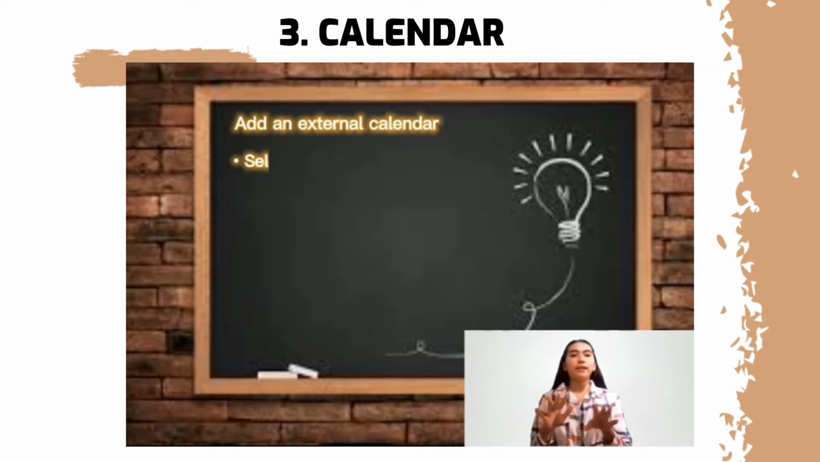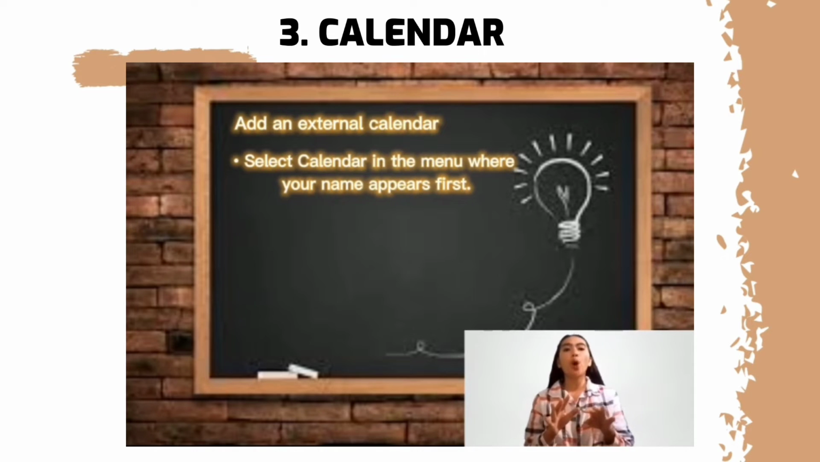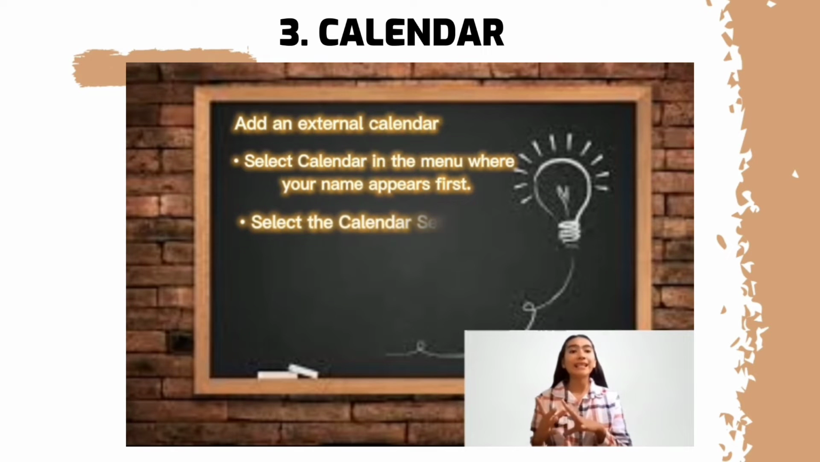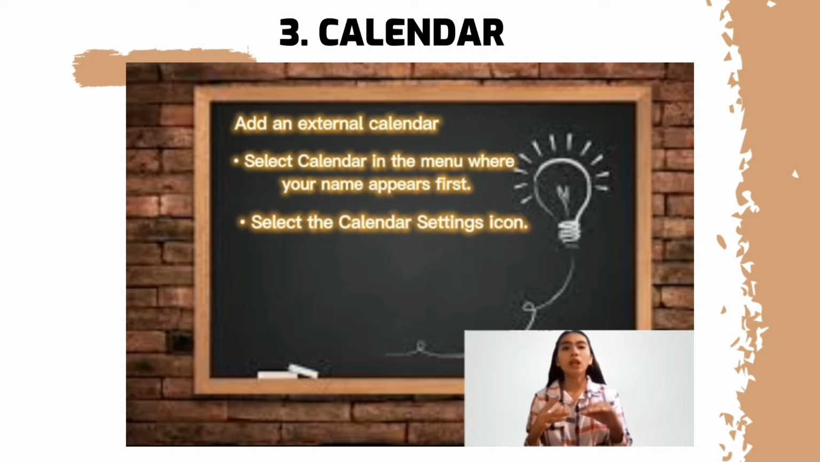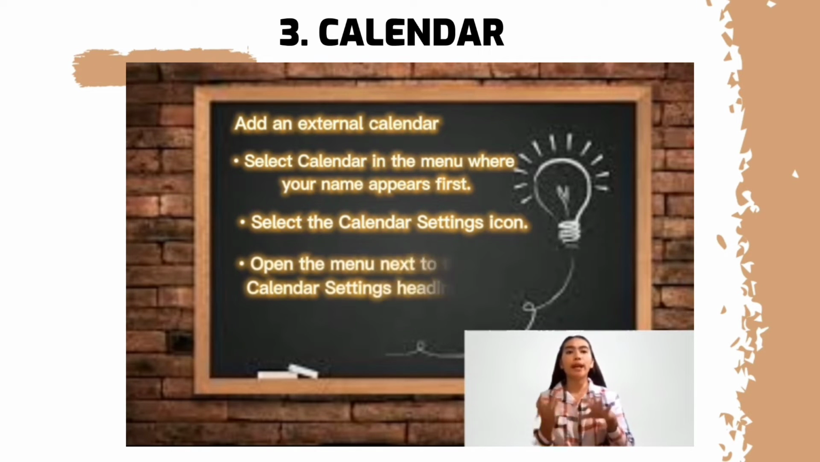First step is select calendar in the menu where your name appears first. Select the calendar settings icon. Open the menu next to the calendar settings heading.